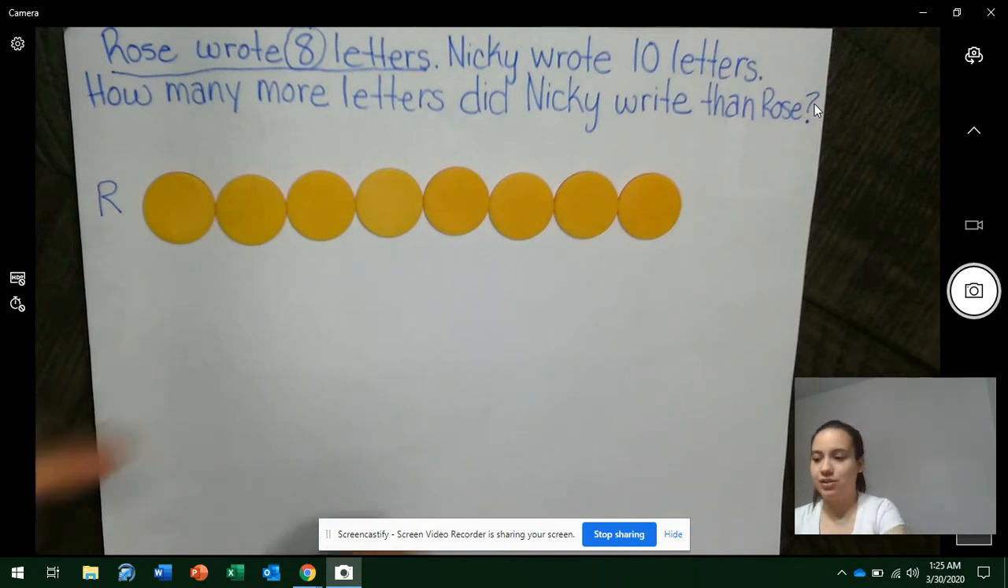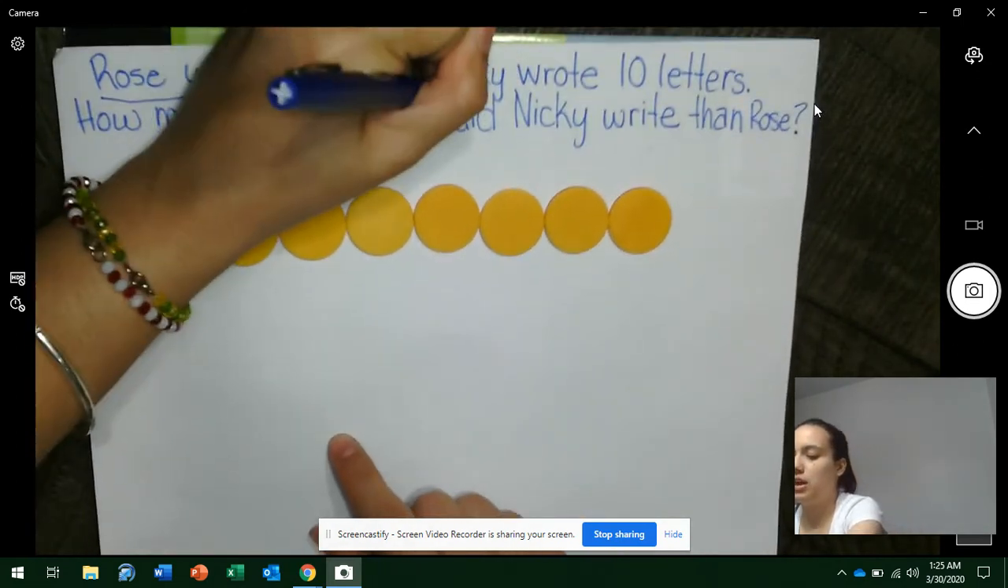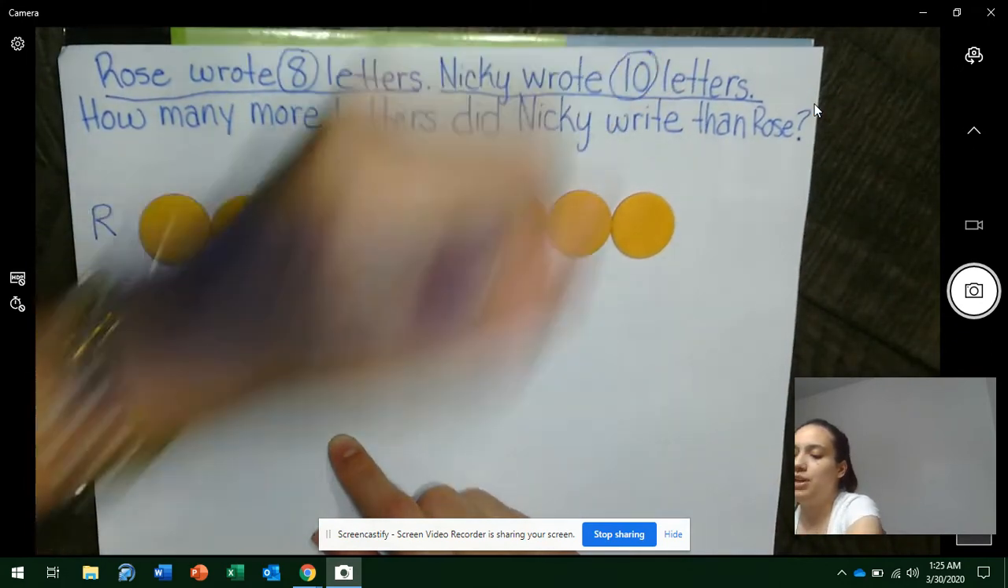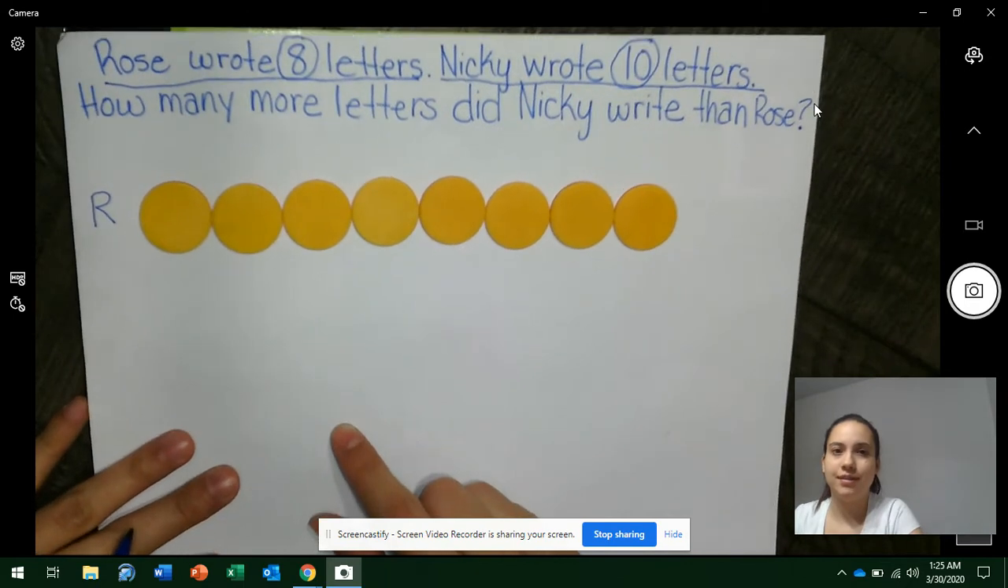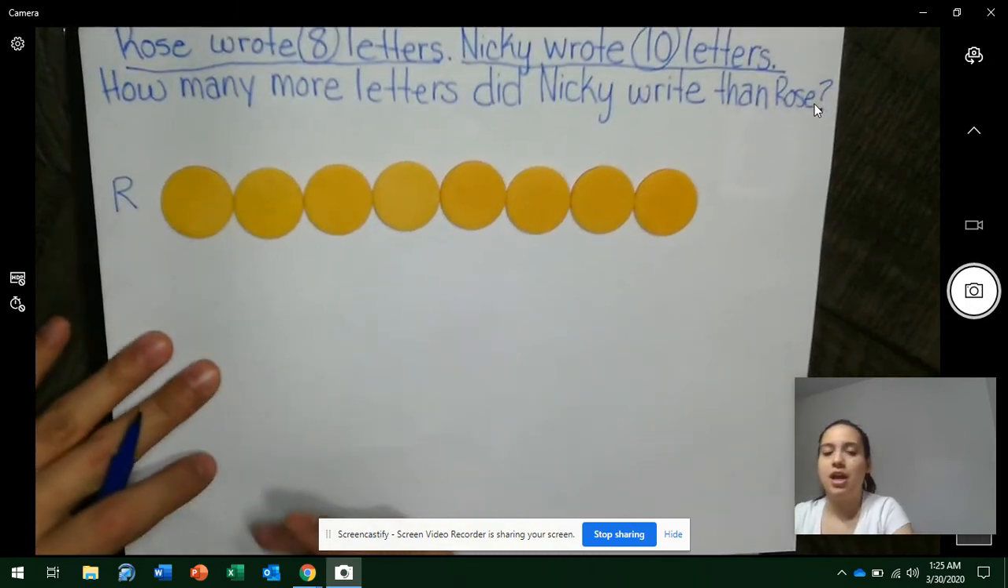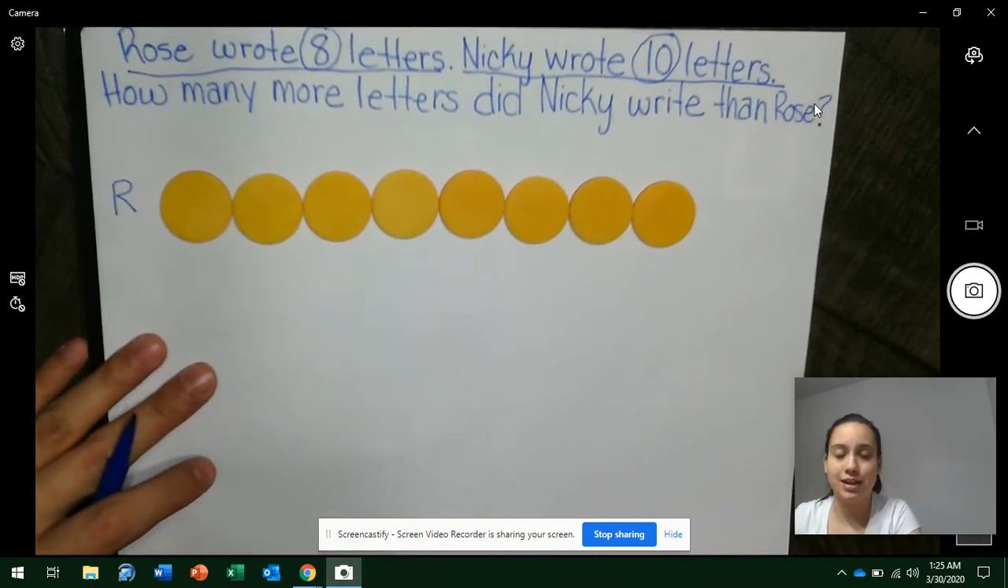Yes, we're going to draw it. So this is what we need to draw. Nikki wrote 10 letters. So what is it that we need to draw, boys and girls? Yes, I think I hear that some of you are saying 10 letters, which we're going to draw here. I'm going to put the counters and you draw 10 circles.